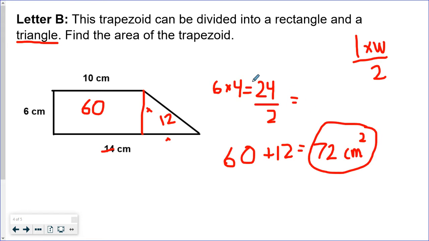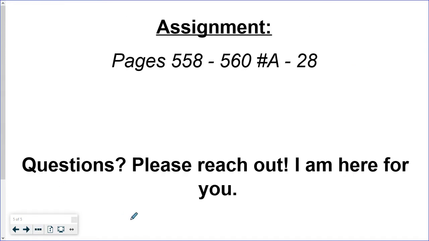Okay. Now I know that I showed you how to do this stuff, but please mark this down on your sheet so I can see that you followed along with this video. Okay. All right. So that is how you find the area of complex figures.